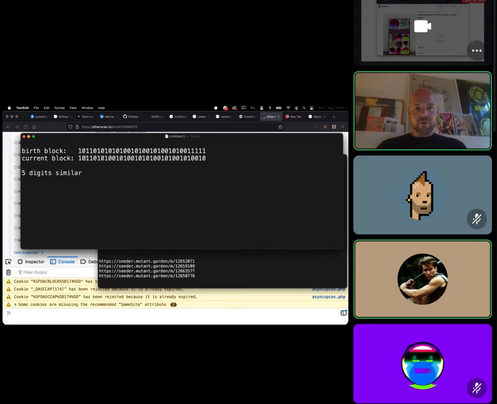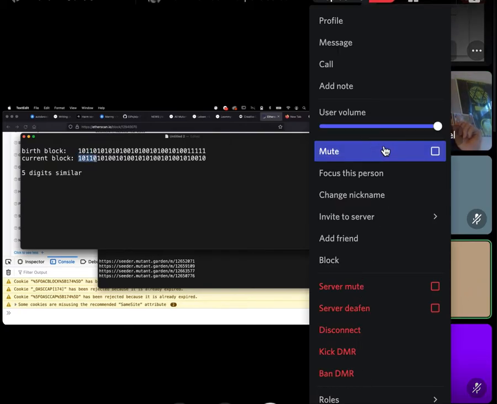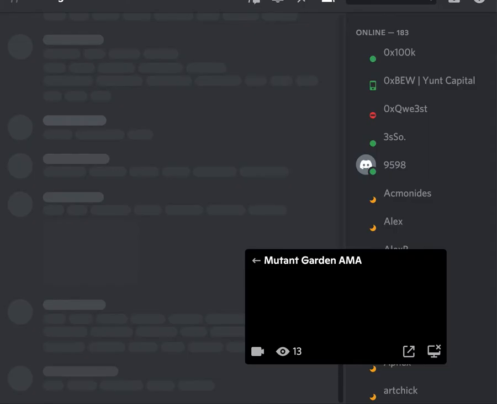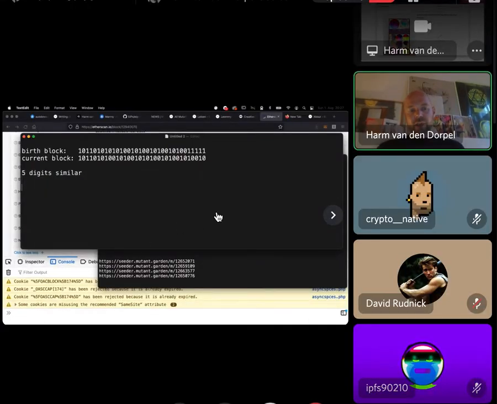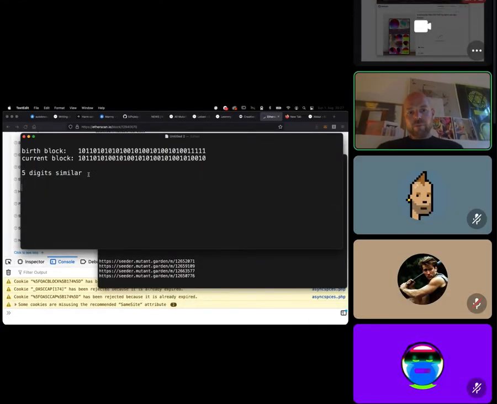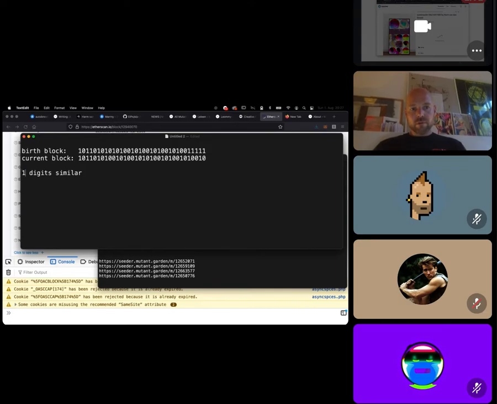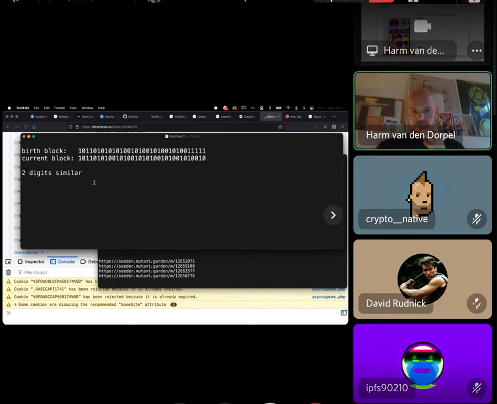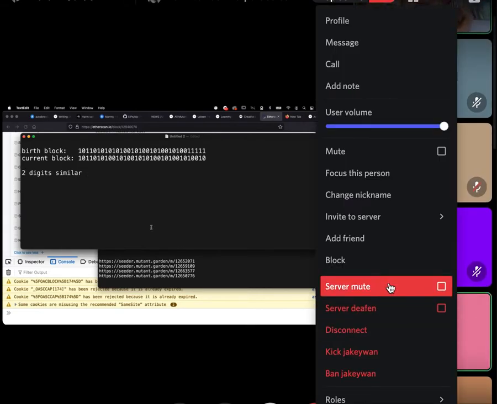Let's say that the block that comes after that is this, and we need 5 digits similar. In that case, the birth block corresponds with 5 digits to the current block, and that means it will mutate. And if you say each Ethereum block takes about 12 seconds, then if you have 1 digit similar, every second block you have the chance of mutating. So it will mutate every 24 seconds. If you have 2 digits similar, then it's each 4 blocks. Is my math correct? I think so, yeah.